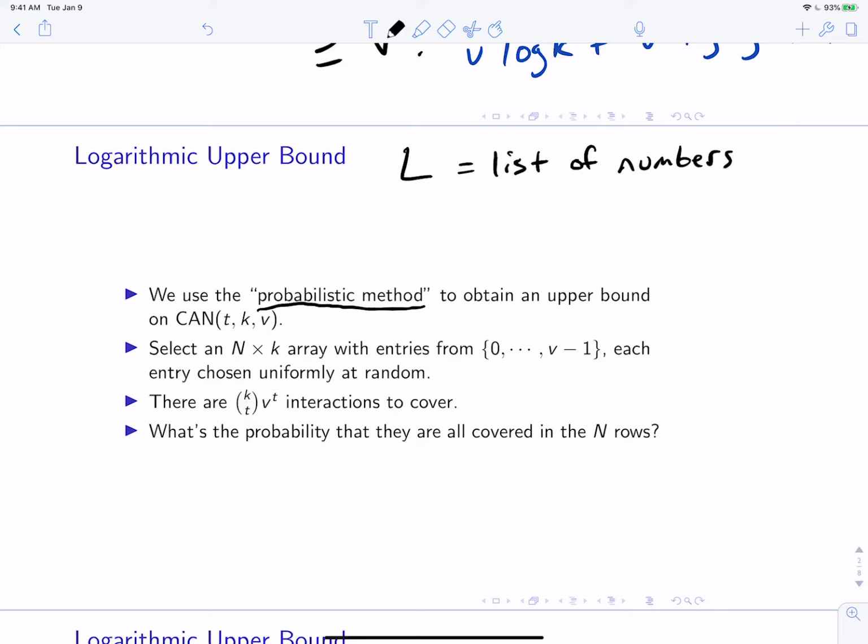Just any arbitrary number. Can you tell me anything about that list of numbers? I'm not going to explicitly say what the numbers are. Do you know anything about that list of numbers? No, you know nothing because I haven't told you any information about it.